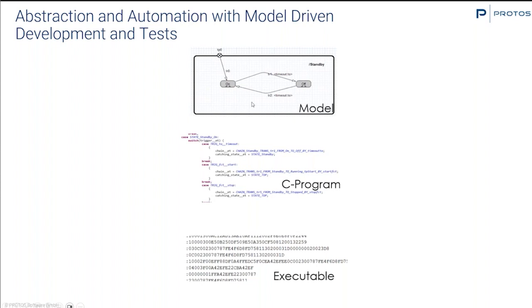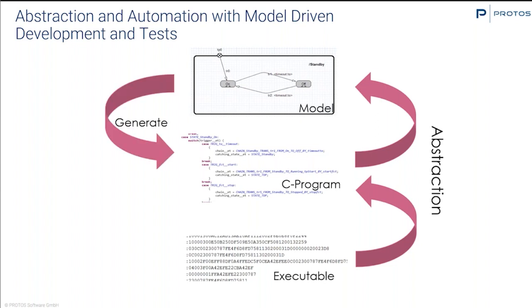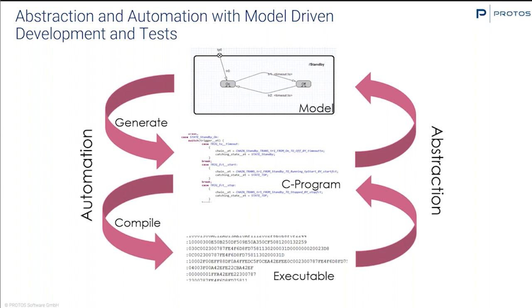And of course, to implement the state machine, I need something like a piece of C code. And from a C code, I can derive the executable. So what happens here is we go from the executable, we have an abstraction to the C program. It's already better to understand for a human being, and another abstraction from the C program to the model. So that's the abstraction. And now, if you want to work on this high-level abstraction like a state machine, you need, of course, to generate C code or to interpret code, whatever the measure is. And then we need to compile the C code into an executable, and that's the automation.